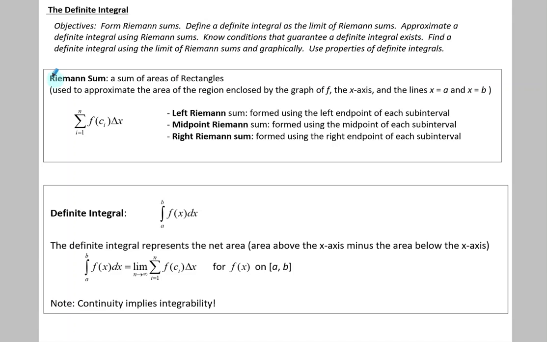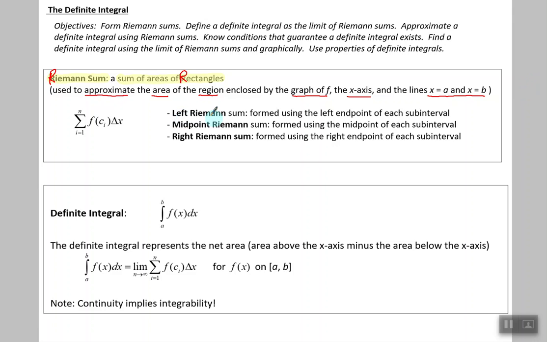Let's begin by discussing what is a Riemann sum. When we think of a Riemann sum, we should think of the sum of areas of rectangles. I like to think R for Riemann, R for rectangles. Riemann is the last name of a German mathematician who did his studies in this area, so we call it after him. We often use Riemann sums to approximate the area of the region enclosed by the graph of f, the x-axis, and the lines x equals a and x equals b.